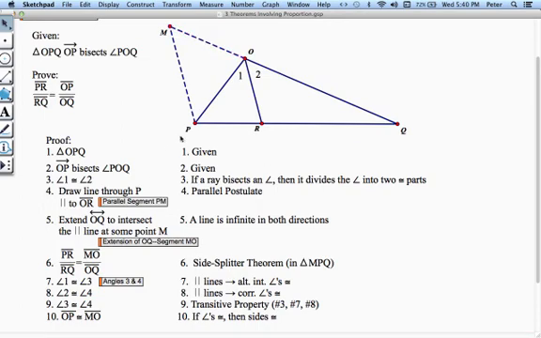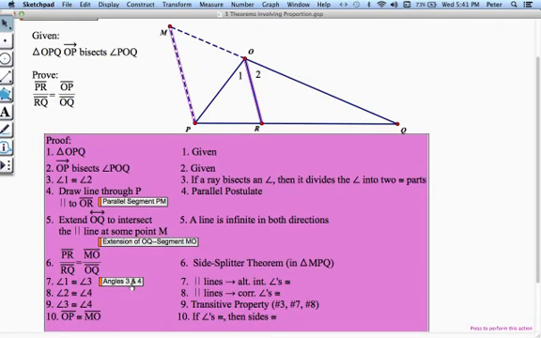Now, you may recognize that in triangle QMP, we have a segment drawn parallel to the third side. That's all we need to establish the side splitter. So in step 6, we can conclude that PR over RQ is equal to MO over OQ by the side splitter theorem. All right, let's take a look at angle 3 and angle 4.